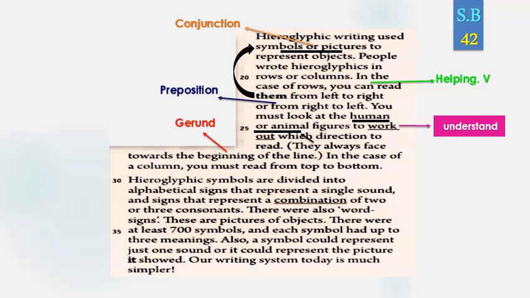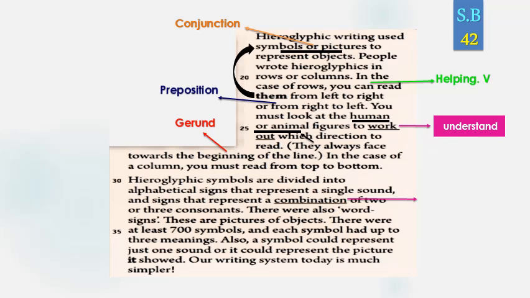Okay guys, so here the symbol had up to 3 meanings, and a symbol could also represent one sound or the picture. So our writing system today is much simpler.